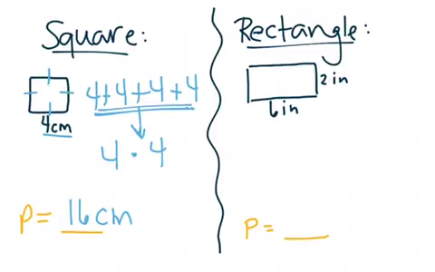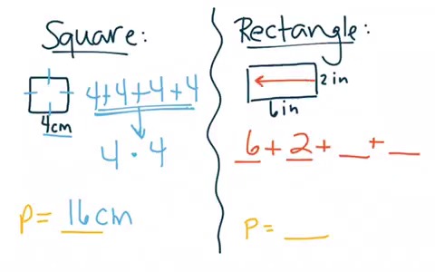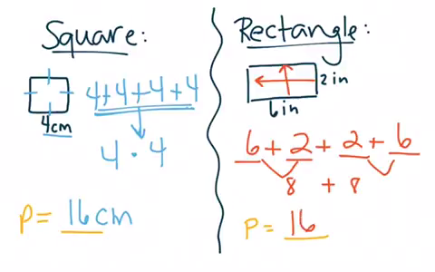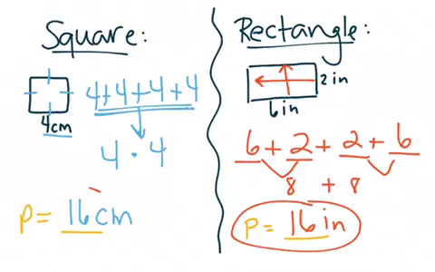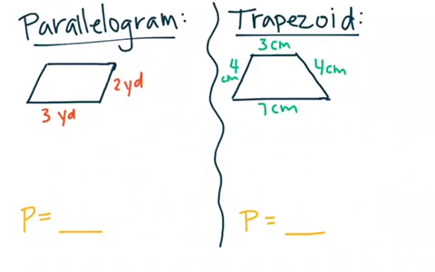Let's take a look at our rectangle. Once again, we're adding up all of our sides. So because we have 4 sides, we're going to be adding 4 numbers together. So we're going to have 6 and 2. And then opposite sides are equal, so we'll have another 2, and we'll have another 6. When we add them together, we get 8 plus 8, which is 16 inches. So that would be our perimeter of our rectangle, is 16 inches. Remember, like I said, we're just adding up all the sides.